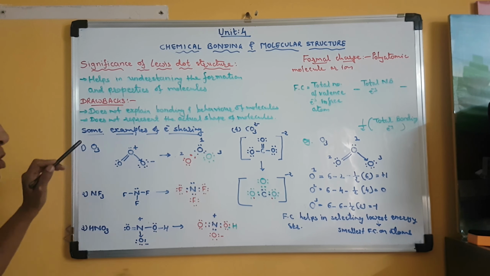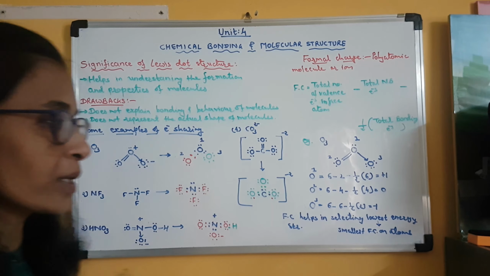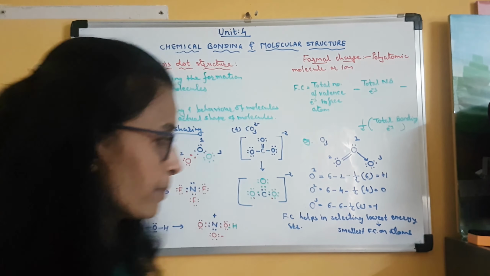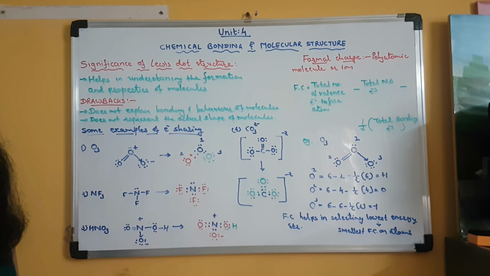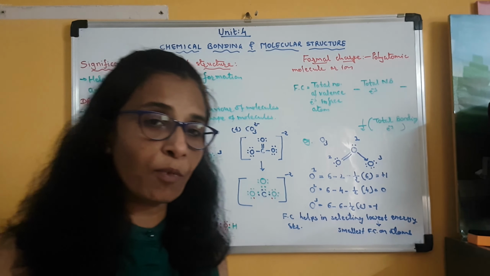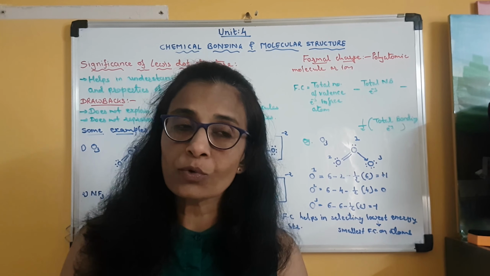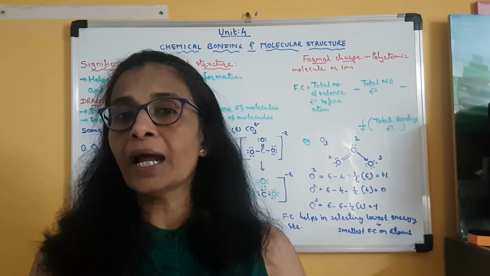The first example is of ozone. This is a very important and very interesting example. Ozone means it is the O3 molecule. Three oxygen atoms are bonded together. Now here ozone is made up of identical atoms.